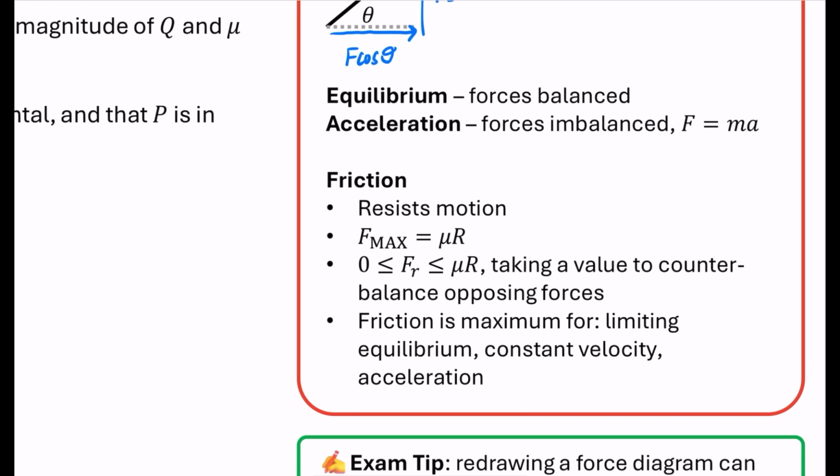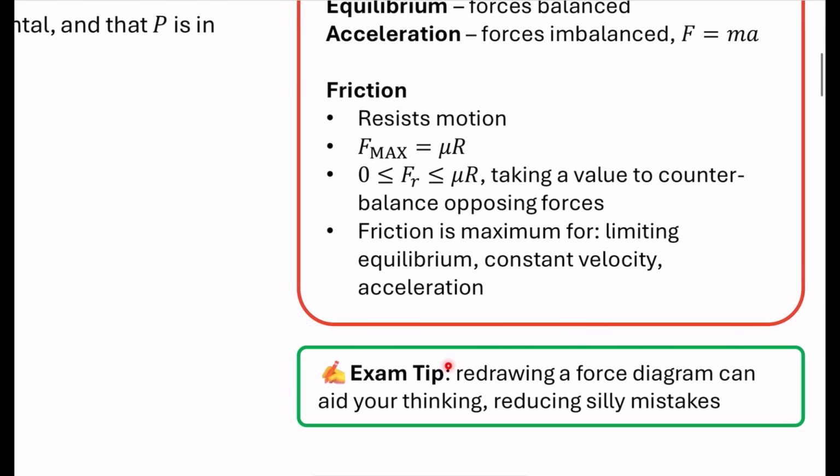In other words, it is just about to move or it is about to slip, or where the velocity is constant because it is actually moving, so friction has already got to its maximum, or if the particle is accelerating as well, that's where friction will have reached its maximum. And we'll use this exam tip during these questions.